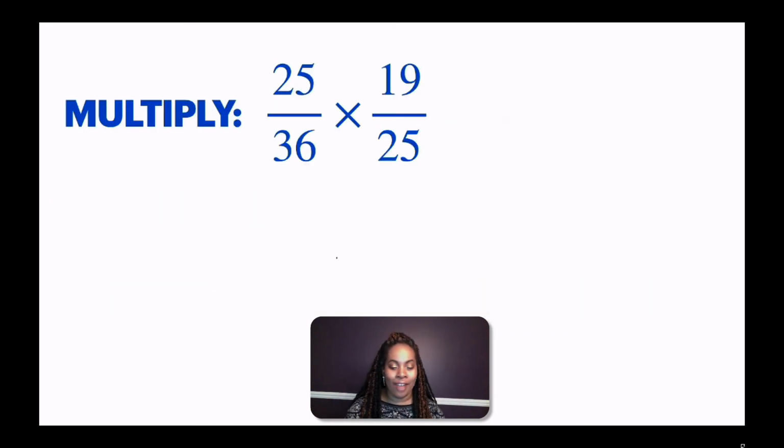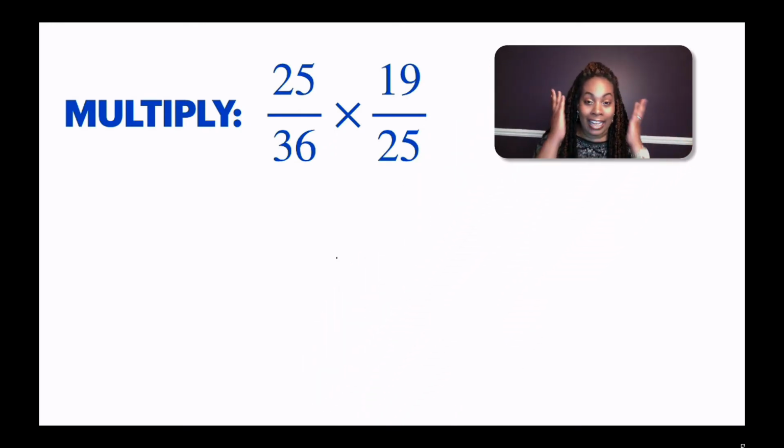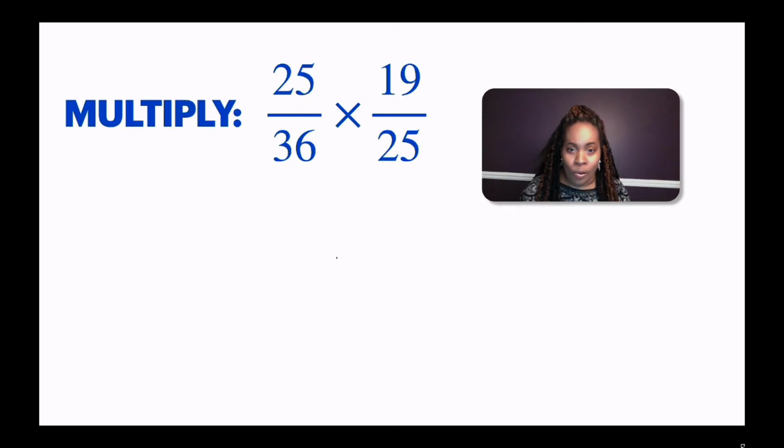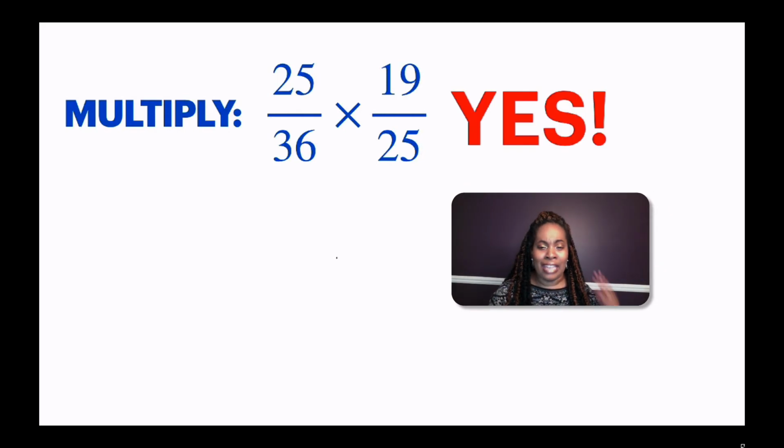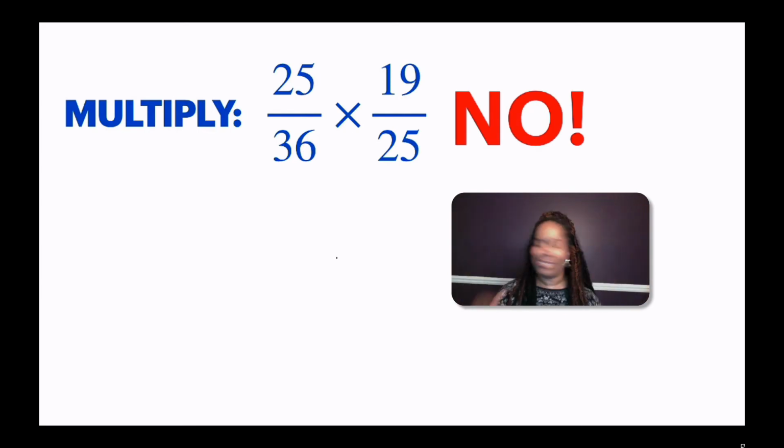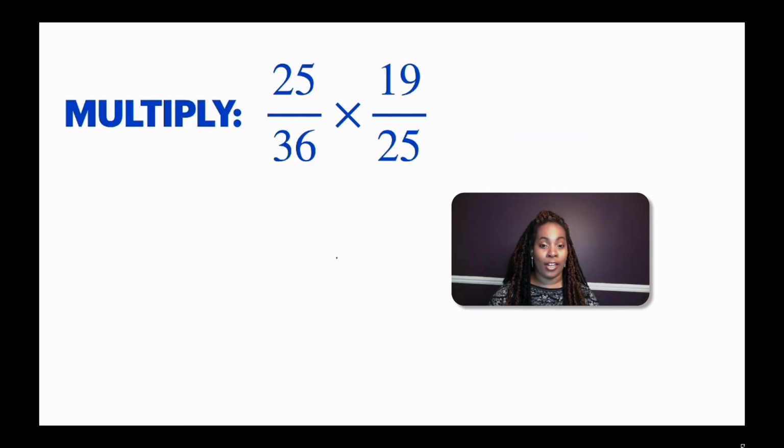I know you guys are rocking and rolling now, and you can try this one. I can kind of see it right now, but we're going to go through it step by step. We have 25/36 times 19/25. Again, huge denominators. They're not the worst in the world, but I don't want to do that. So yes, we can multiply 36 times 25, but do we want to? No! Absolutely not. So here's what we're going to do.